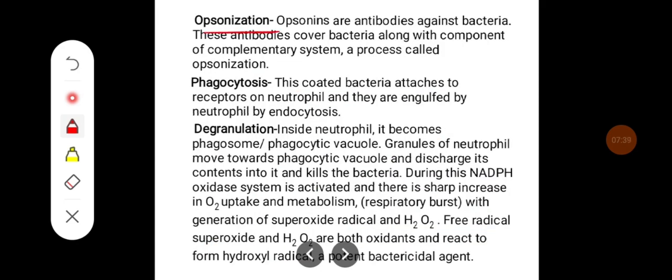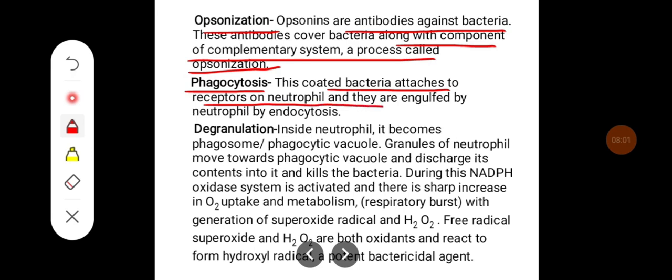Opsonization. Opsonins are antibodies against bacteria. These antibodies cover the bacteria along with components of the complement system, a process called opsonization. Then phagocytosis. This coated bacteria attaches to receptors on the neutrophil and is engulfed by the neutrophil by endocytosis.